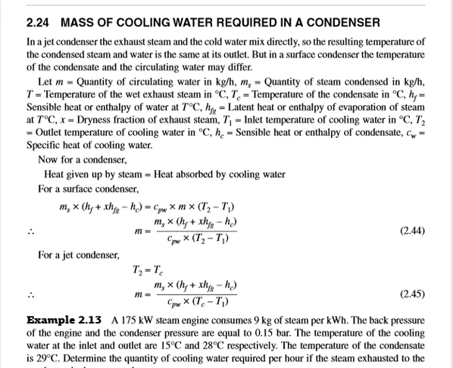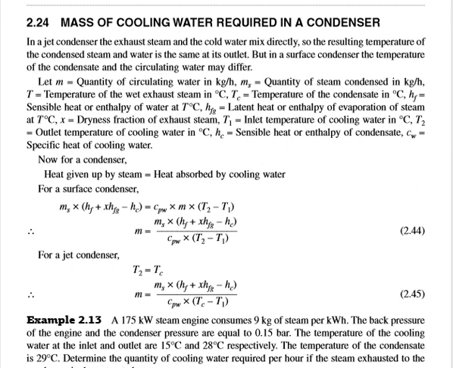Hello students. Today we will discuss the condenser topic in the vapor power cycle, and one numerical belonging to the condenser: the mass of cooling water required in a condenser. Whenever you take any numerical of a condenser, cooling water is required. That means we need to find how much mass of cooling water is required in the condenser so that the steam condensate can convert to saturated liquid.